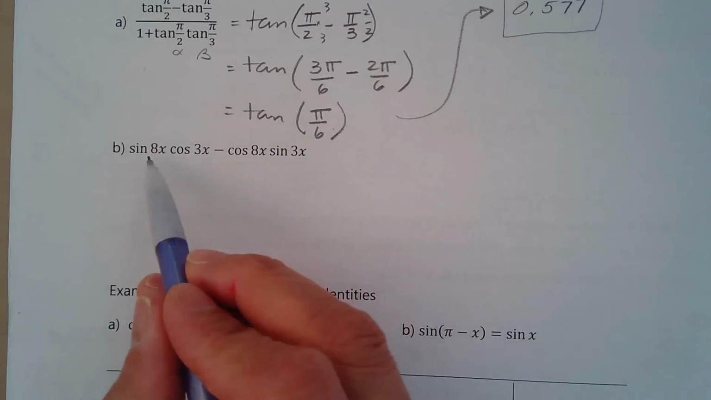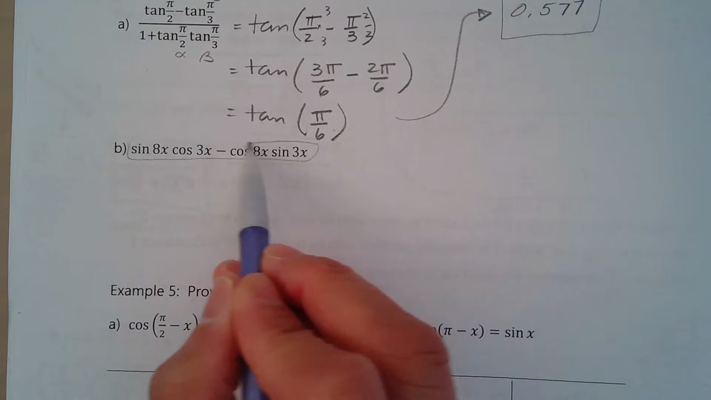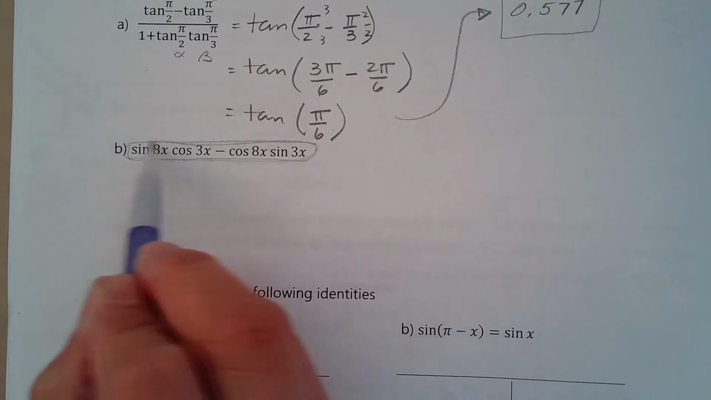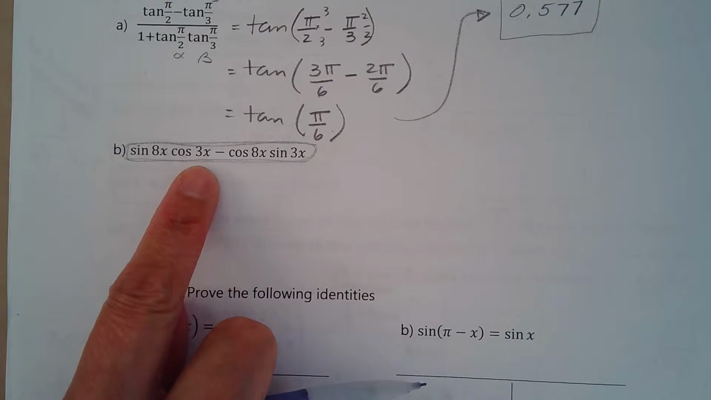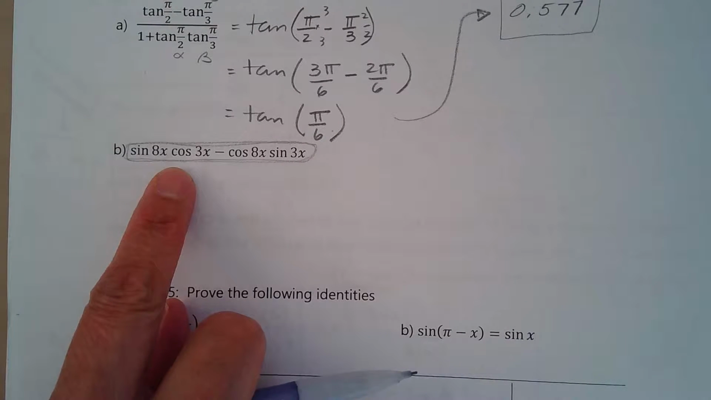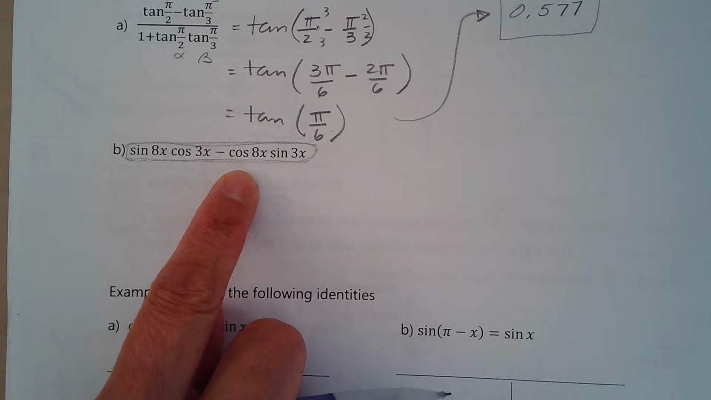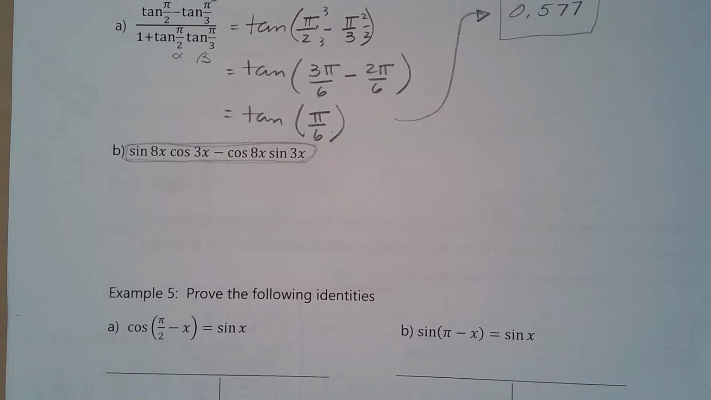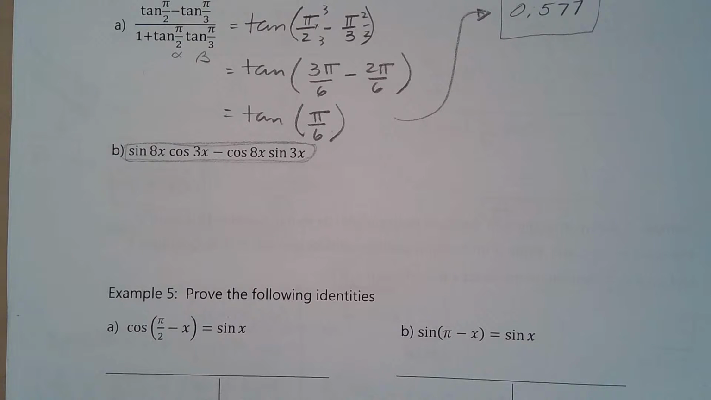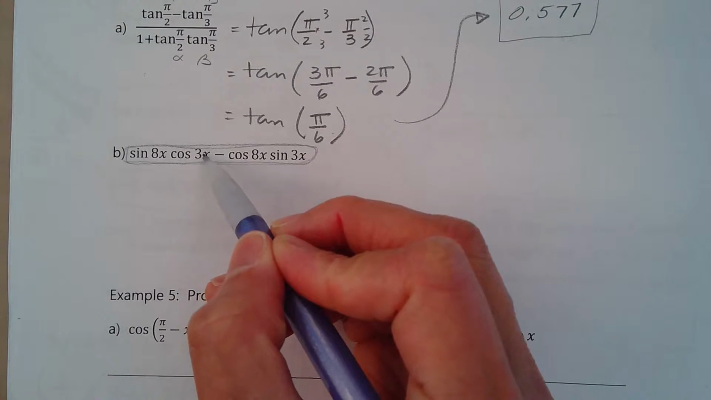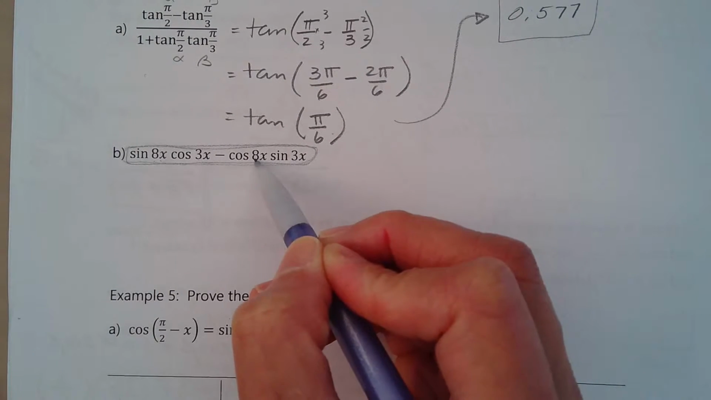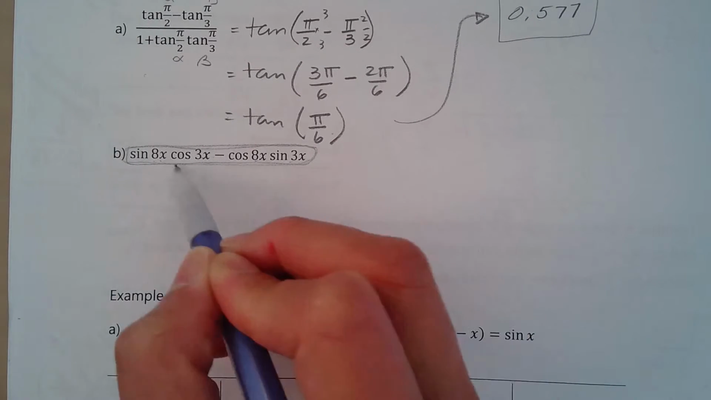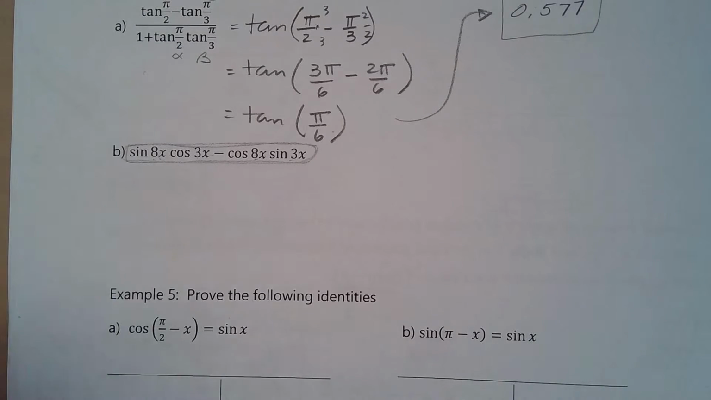Let's take a look at this one. None of these are special angles, but when we look at this one here, sine of 8x times cos of 3x minus cos of 8x times sine of 3x, if we were to write that in the simplest form, what would it be? Well, it's 3 times the angle and 8 times the angle, so x is your angle.